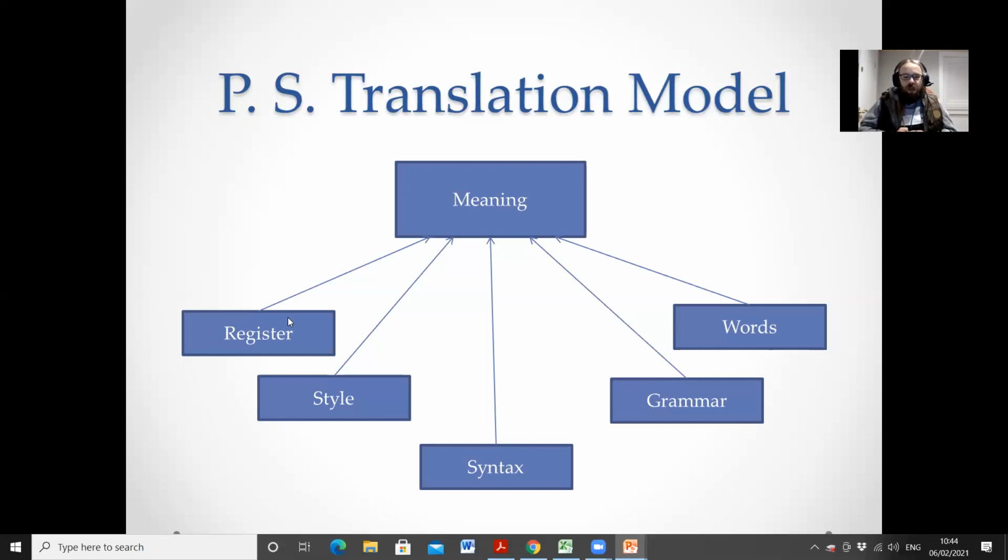Is it important that the court interpreter uses an equally formal register? No, it isn't. I know some people would dispute that, but there's actually case law that says that's not important. What's important is the meaning.